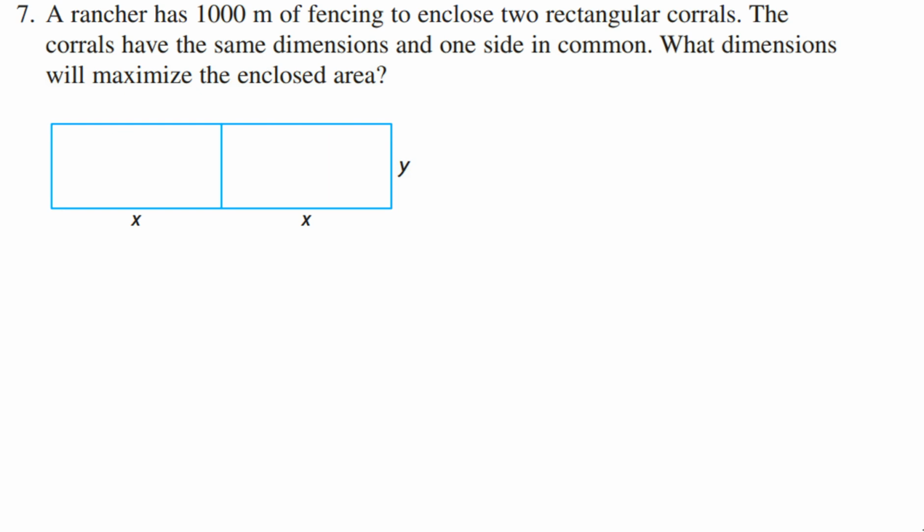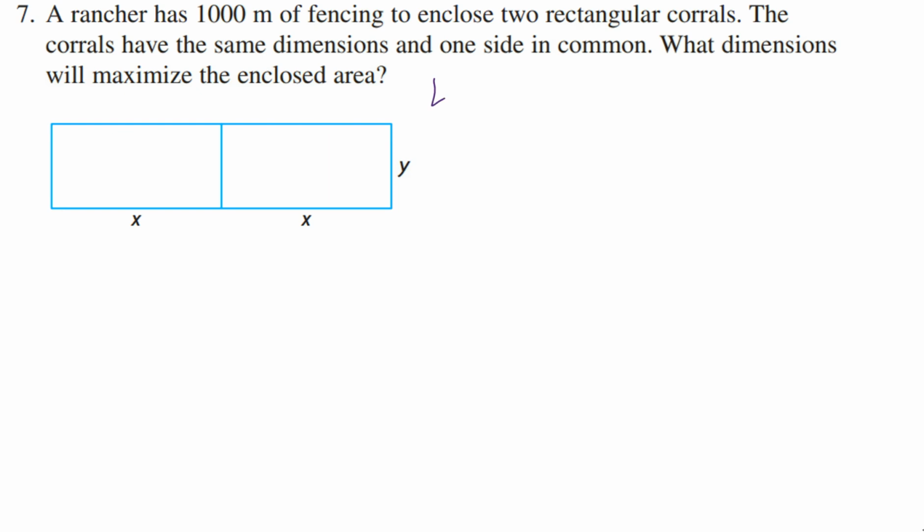Hi everyone. Let's take a look at the following question. Number 7. A rancher has 1,000 meters of fencing to enclose 2 rectangular corrals. The corrals have the same dimensions and one side in common. What dimensions will maximize the enclosed area?